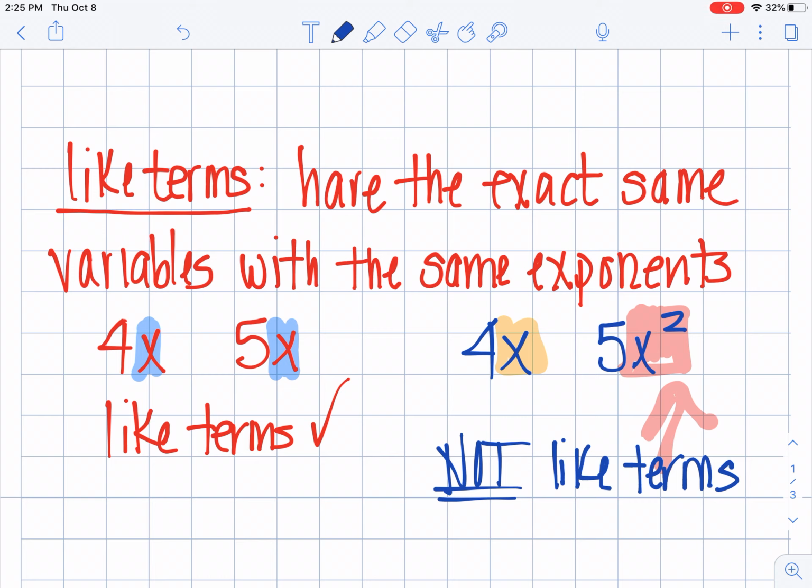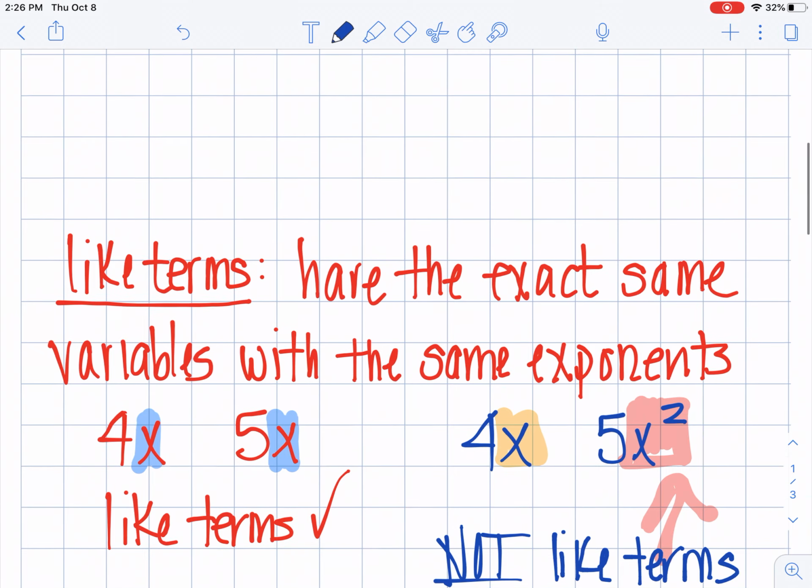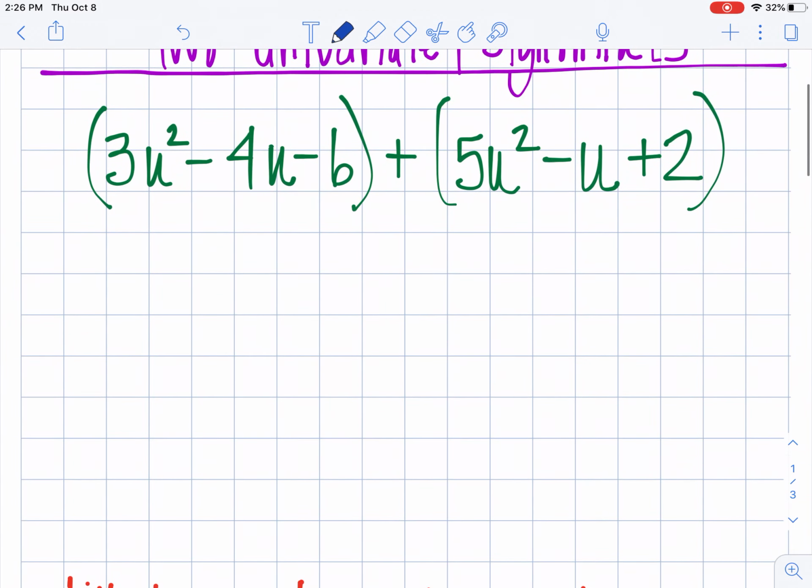So when you're dealing with adding together polynomials, you can only add together the things that are like terms. If they're not like terms, you can't add them anymore. They just stay the way that they are. So I'm going to go back up to my example. I want to add together 3u squared minus 4u minus 6 plus 5u squared minus u plus 2.